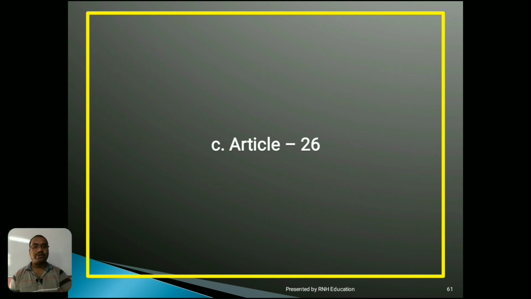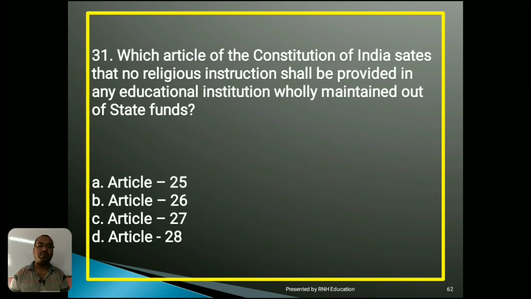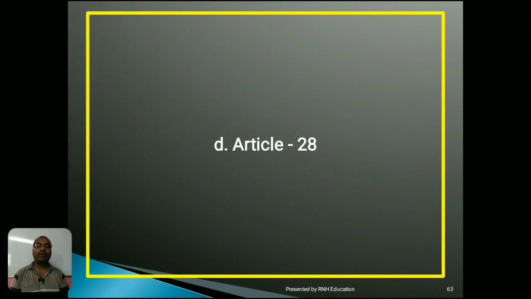Going to the next question, that is question number 31. Which article of the Constitution of India states that no religious instruction shall be provided in any educational institution wholly maintained out of state funds? Okay, options are A, Article 25, B, Article 26, C, Article 27, and D, Article 28. Now check the answer. The answer is Article 28.